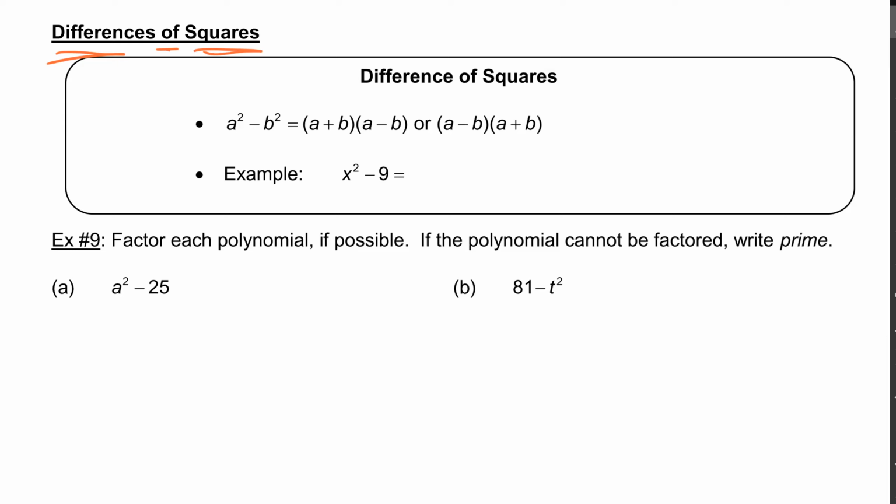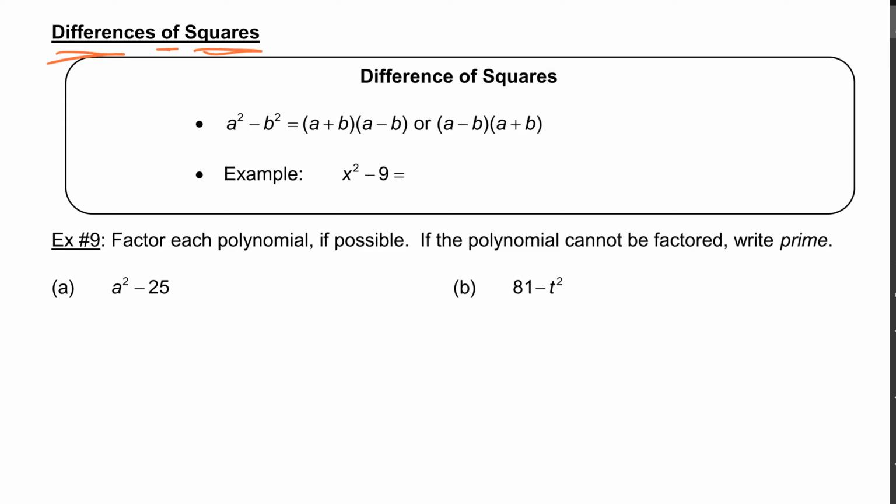Okay. All right. Difference of squares. So difference means subtraction. If you have a difference of two numbers, it's a subtraction. And of squares, meaning I'm taking two things that are squares. A square is like 25. 25 is a perfect square, because what times itself is 25? 5. 81 is a perfect square.